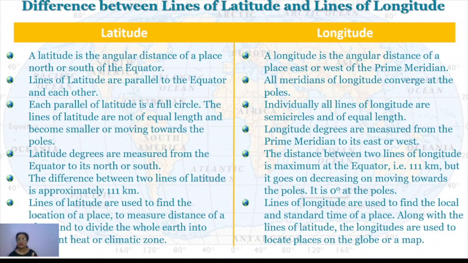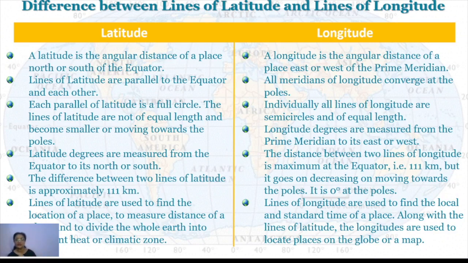The degrees of longitude are measured in reference to the prime meridian, east or west of it. Now, the next one is that the difference between two lines of latitude is always 111 kilometers anywhere, because all the latitudes are parallel lines. They are equidistant, having a distance of 111 kilometers.